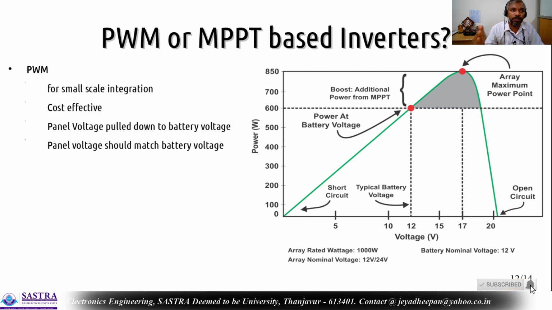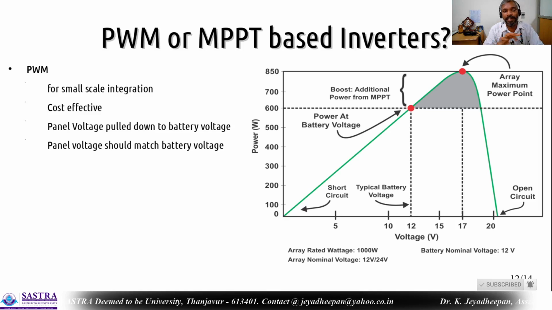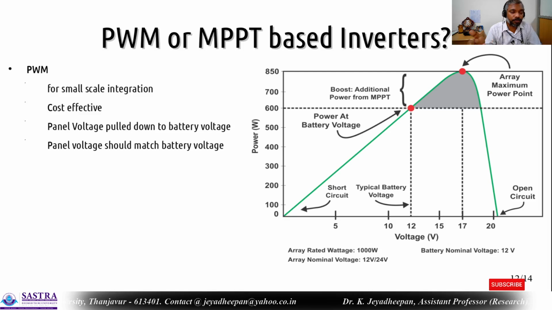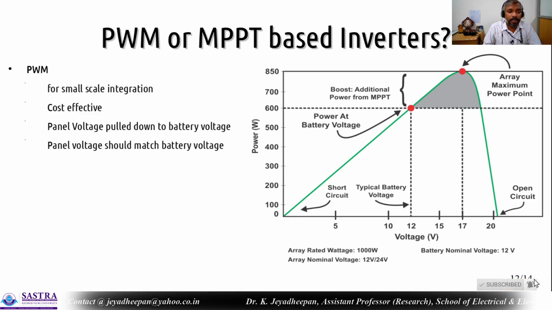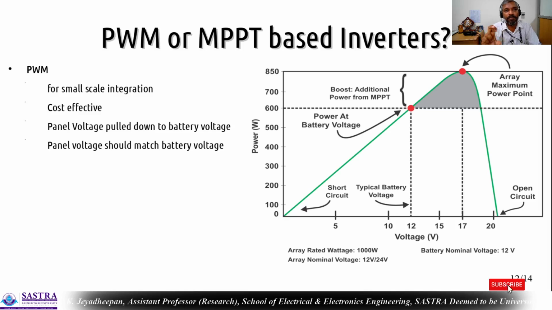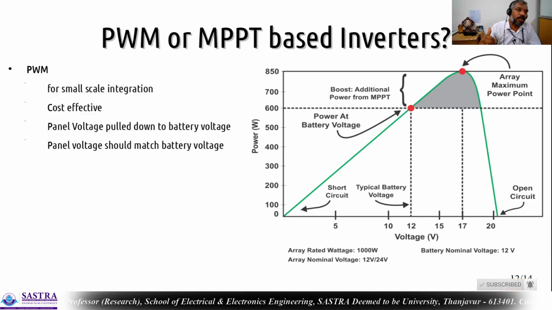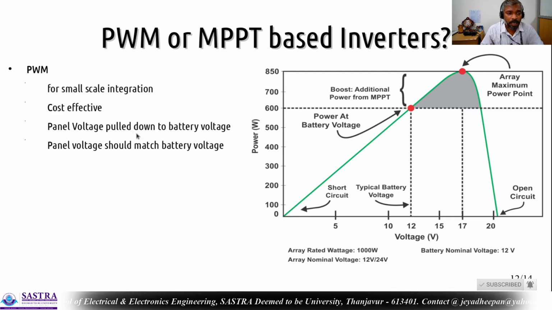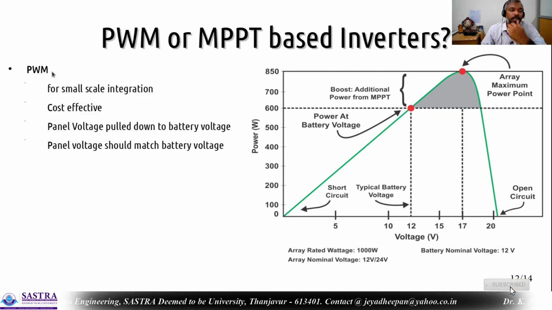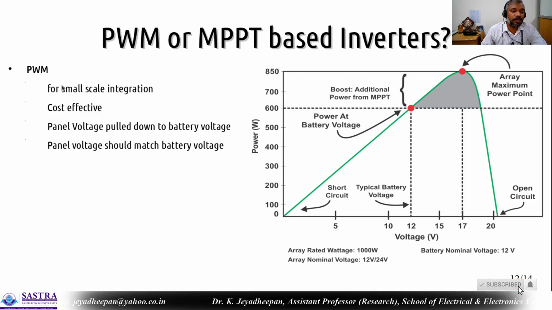So from 12 to 17, that remaining 5 volt is going to be clipped off from the power coming from the solar panel, right? So the panel voltage is going to be pulled down to the battery voltage, so that particular 5 volt is going to be missed from the solar panels. Okay, so this type of PWM based inverters are largely suited for small scale integration, because some customers will be looking for a cost effective solar installation, right? So that time you can go for these PWM based inverters.